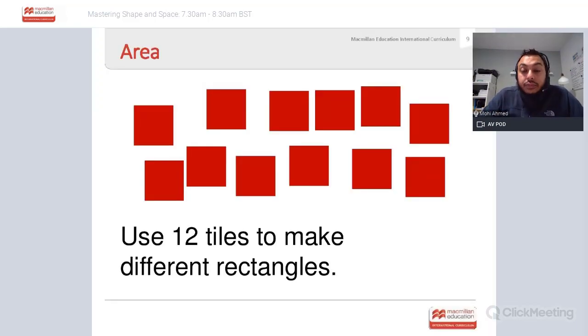Okay, so moving on, I think we're running slightly out of time. So use 12 tiles to make different rectangles. I'll let you think about that for a minute. How many different rectangles can you make with 12 tiles? You don't have to use all of them, and sometimes you can use all of them. So the question is, how many different rectangles can you make with 12 tiles? I'll let you have a go with that. So the question is, how many different ones? Not which ones, but how many different ones?